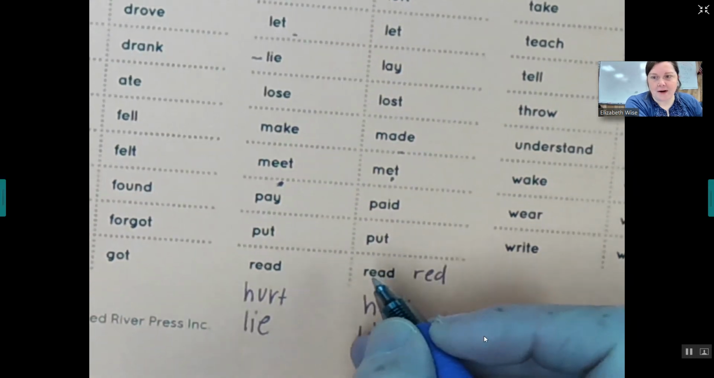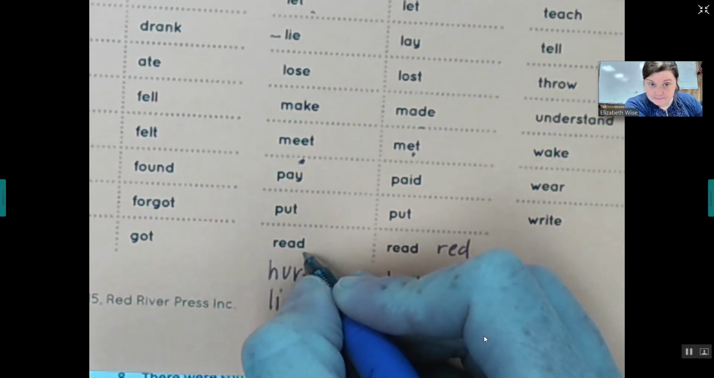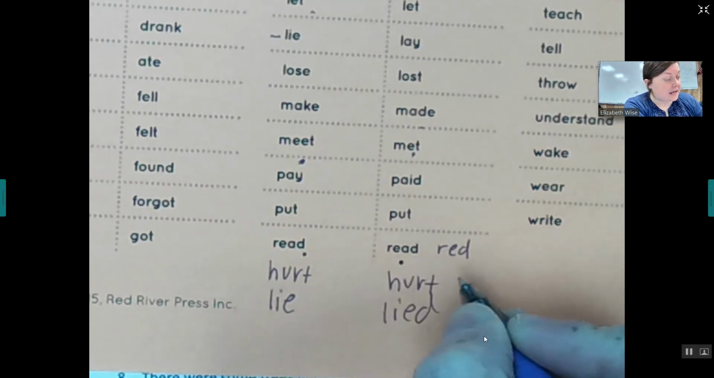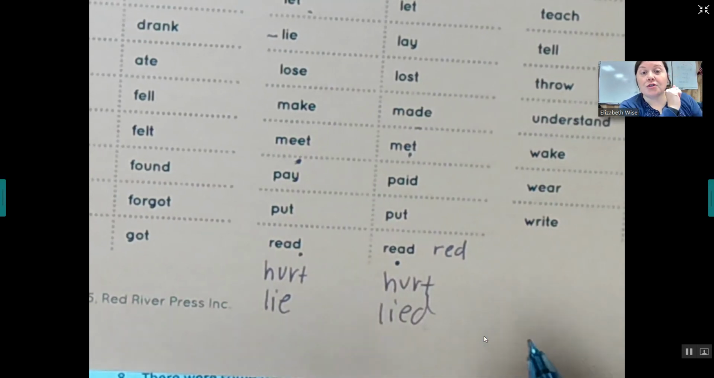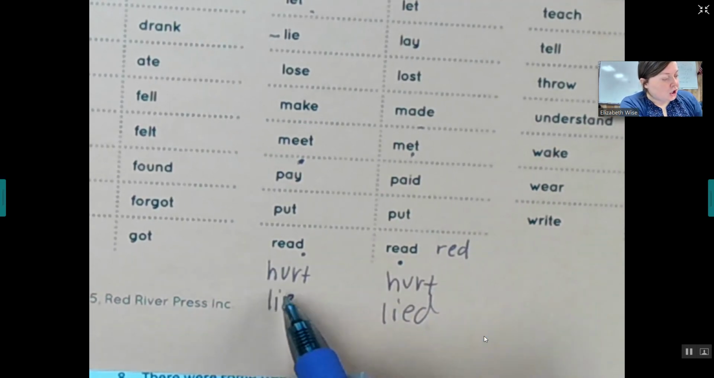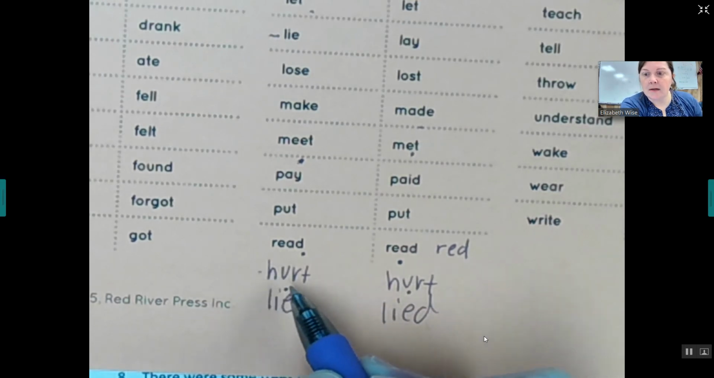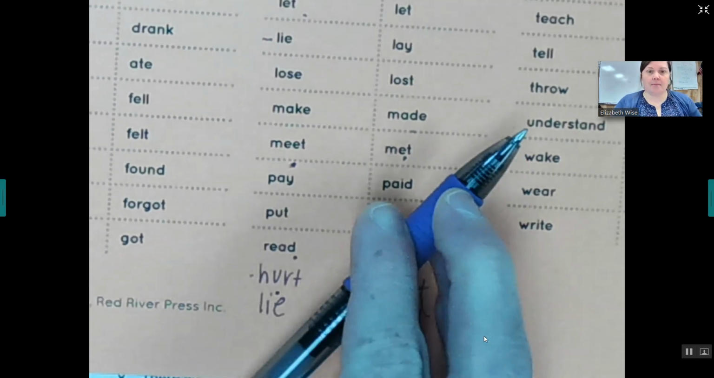Read, read. Oh, this is our favorite, right? Read in the present, and you look at this and you're like, okay, that's "reed". No, in the past we say "red". So usually I read before bed. That's present, right? Last night I read 1 hour. So past tense of read is read. And then hurt and hurt. So I hurt my arm all the time. I hurt my arm.